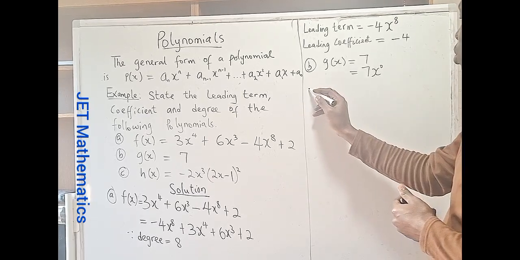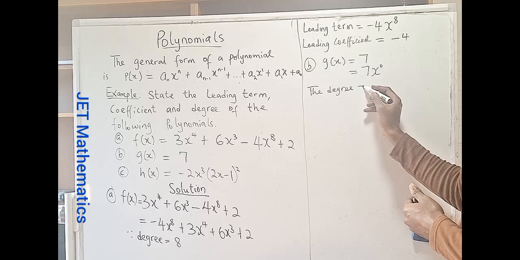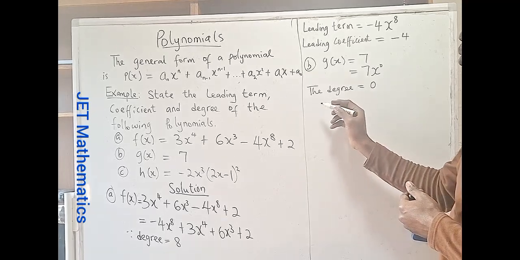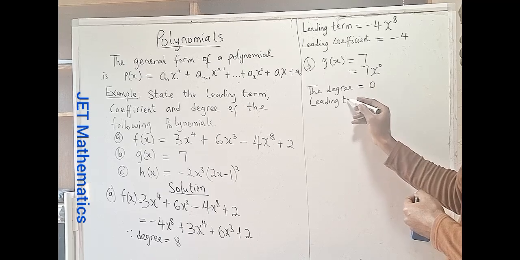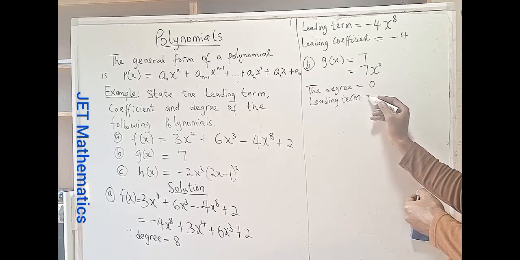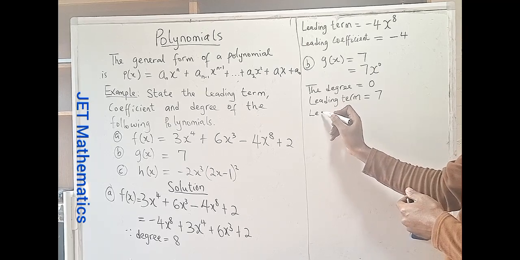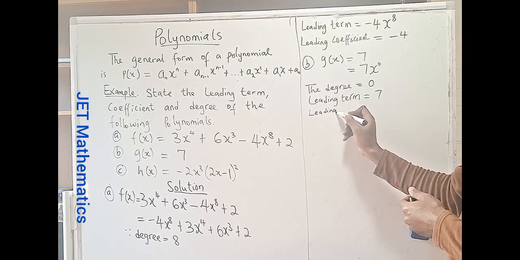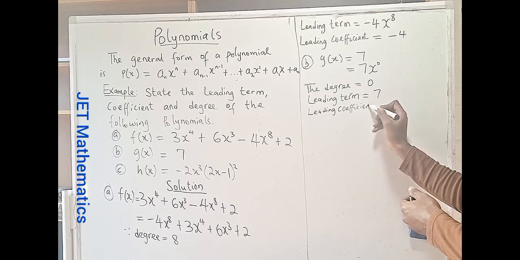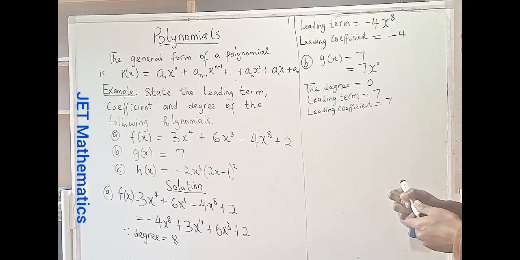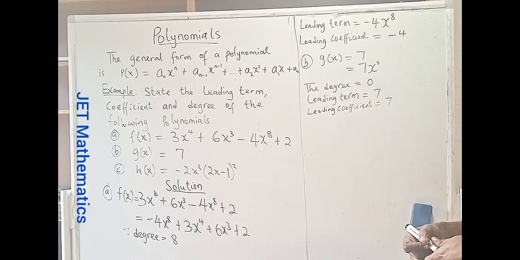So the degree is equal to 0. The leading term is 7, and the leading coefficient, there's nothing like it, the leading coefficient is still 7, so it's a constant polynomial. So the degree is 0, the leading term is 7, the leading coefficient is 7.